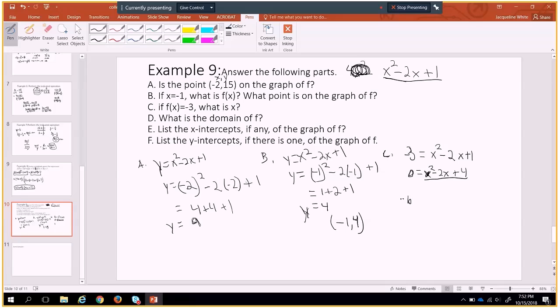We could actually go further than the discriminant and use our lovely formula of negative b plus or minus square root of b squared minus 4ac all over 2a. Right, so negative b, that's 2, plus or minus square root of b squared, so that's negative 2 squared, so that's 4 minus 4 times 1 times 4, all over 2a, and a is equal to 1, so that's 2.